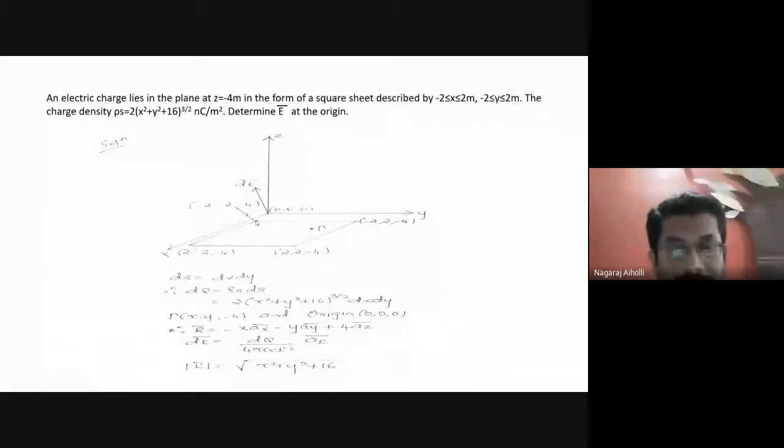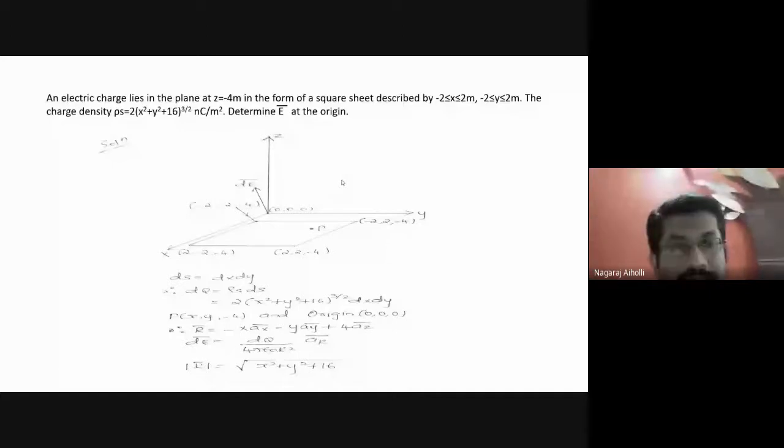Then y component, you can see here, this is minus 2, this is plus 2. Here also minus 2, plus 2. Therefore, due to y component, whatever electric field intensity they are getting, that will cancel out each other due to the property of symmetry. Then what is remaining? Only the z component, because z is lying at constant, z equal to minus 4 meters.